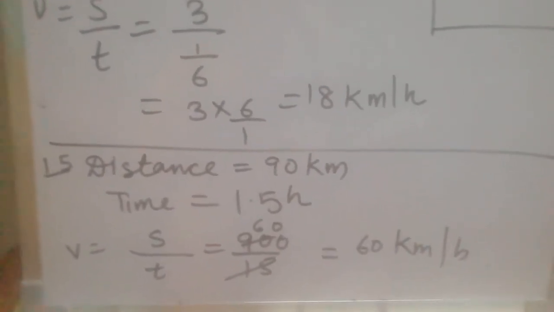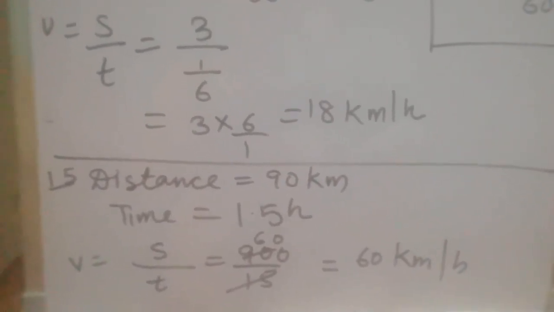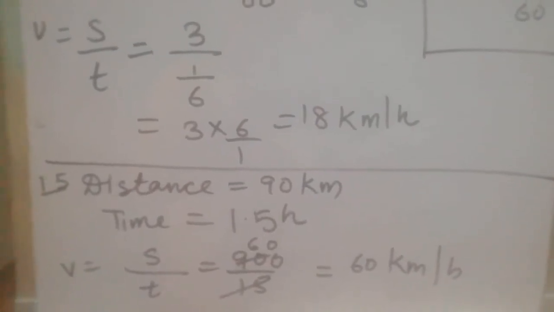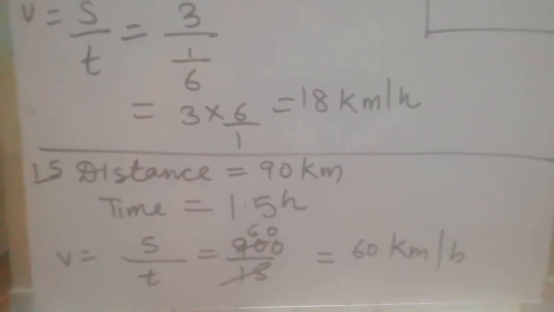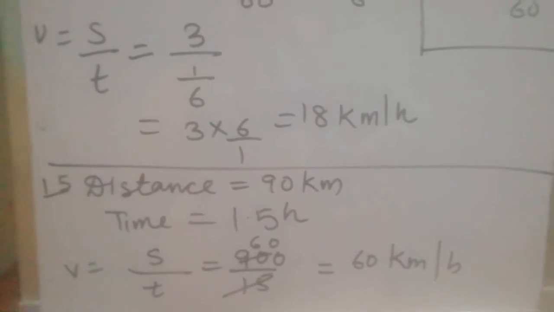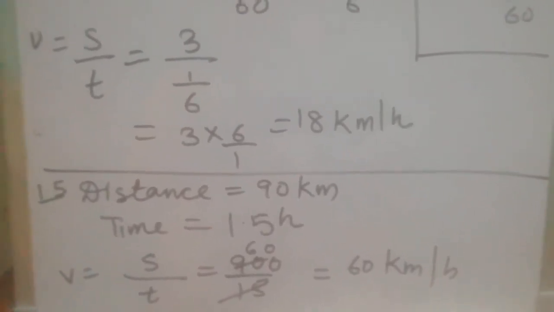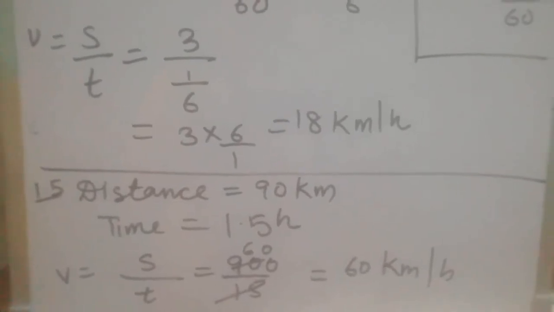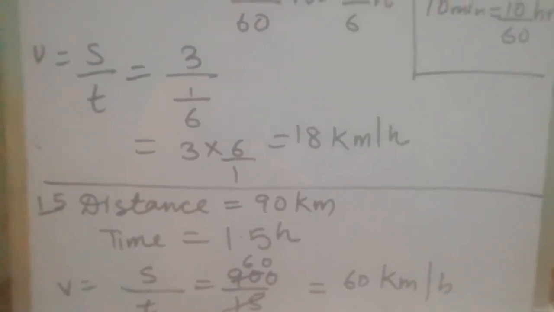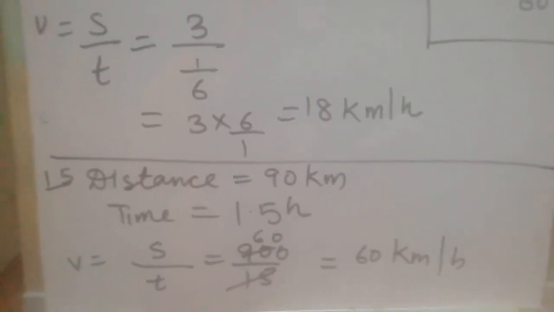90 by 1.5. When you remove that point, there is 1 digit after the point. That's why I have increased 1 zero in the numerator. 900 by 15, which equals 60. 15 sixes are 90. So 90 is cancelled by 15 and the answer is 60 km per hour.